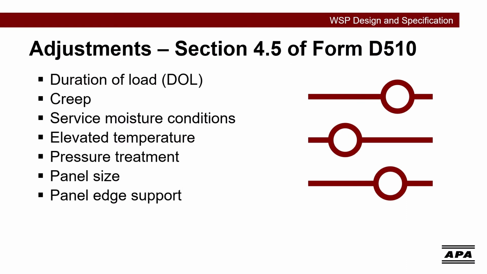With each of the design capacities, we talked about adjusting the reference design values by the applicable adjustment factors. So what exactly are those factors? These factors account for the duration of the load, creep, service moisture conditions, elevated temperature, pressure treatment, panel size, and certain panel edge support conditions. These factors are described in detail in Section 4.5 of Form D510, and we'll review them briefly.